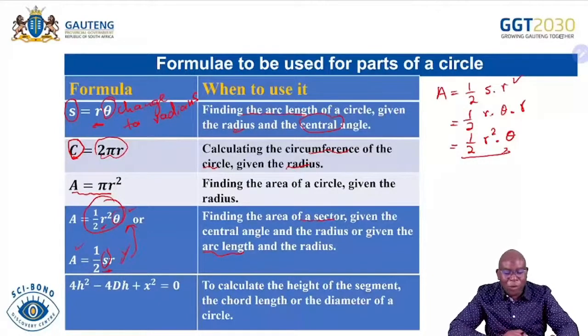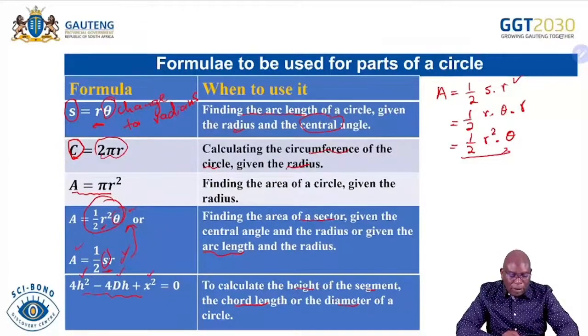But just for you to see that those two formulas are the same. The last formula that we're going to use for today is to calculate the height of the segment, or the chord length, or the diameter. We talked about all those things: the height of the segment, the chord length, and the diameter. So the H stands for the height, the D stands for the diameter, the X stands for the chord length.